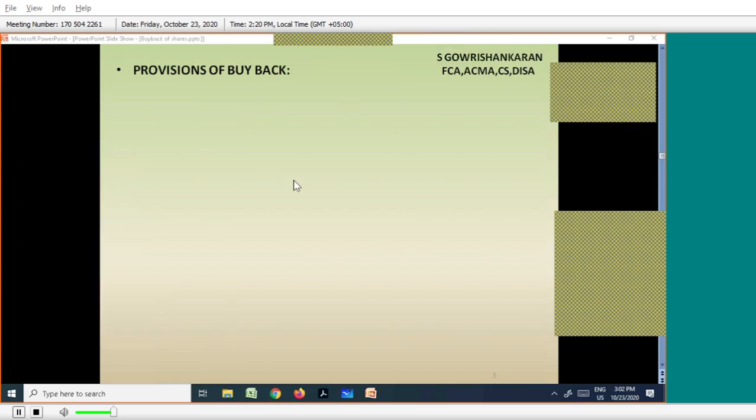Provisions of buyback. What are these provisions of buyback? Buyback means the company is having money, so they want to buy back. It is their wish, they can do it as they wish because it is their own money. They can do whatever they want. It is not like that. They cannot do whatever they want because they are governed by the Companies Act. They have to follow the Companies Act.